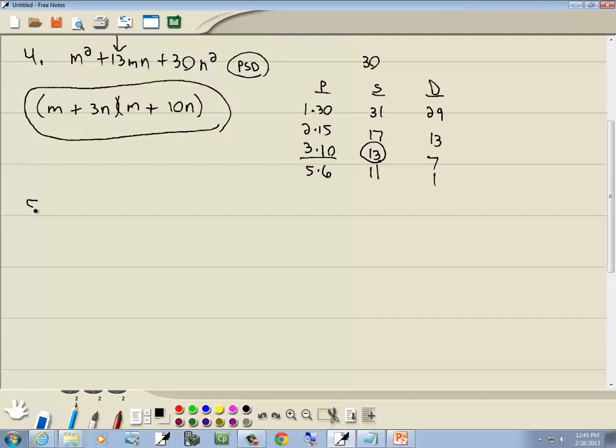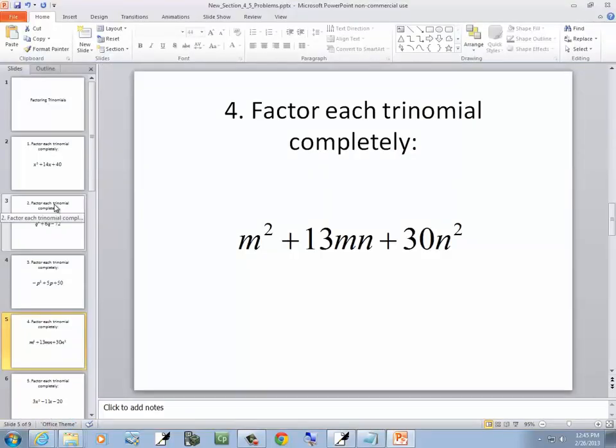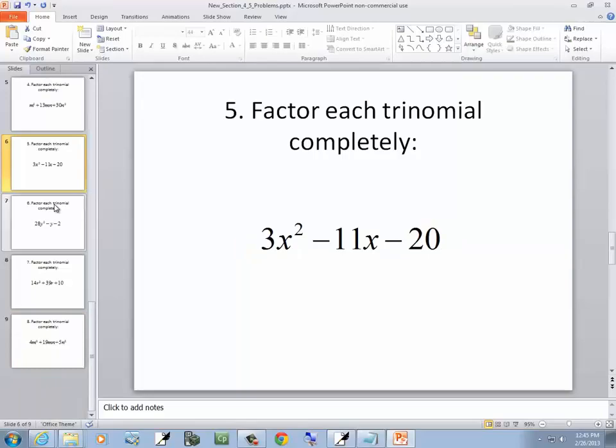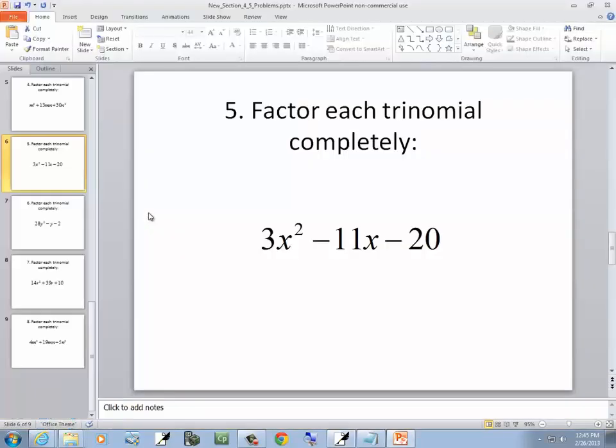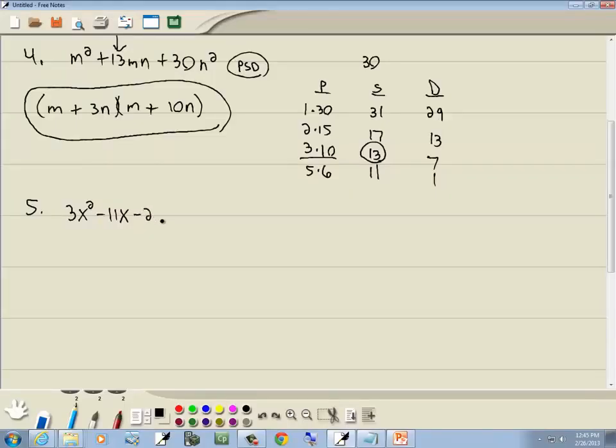Next one, I believe, is the key number. So let's take a look at how to do those. So I've got 3x squared minus 11x minus 20. We start going through our methods. GCF, they don't have anything in common.